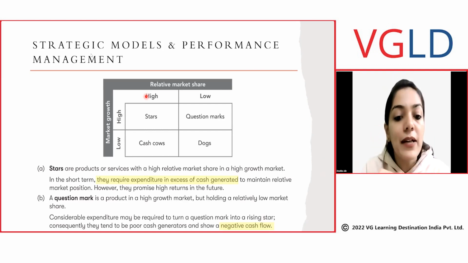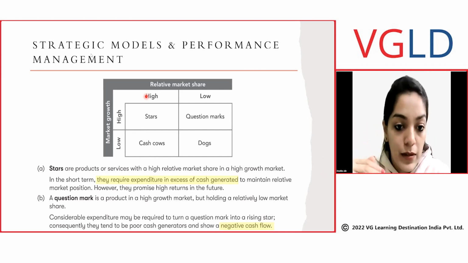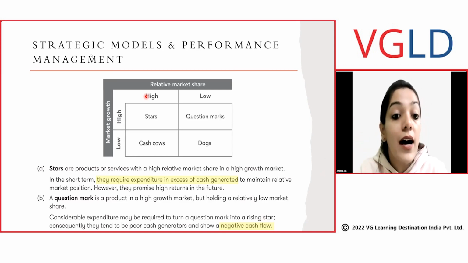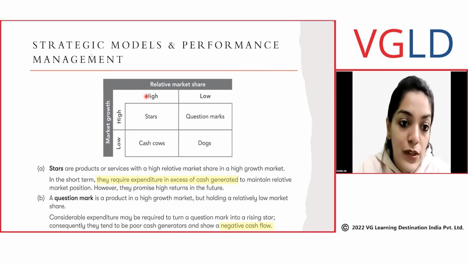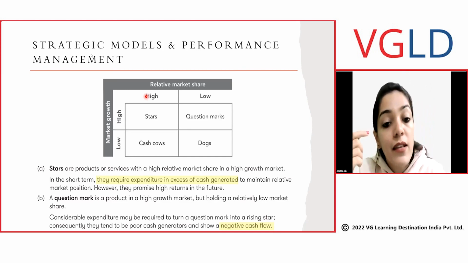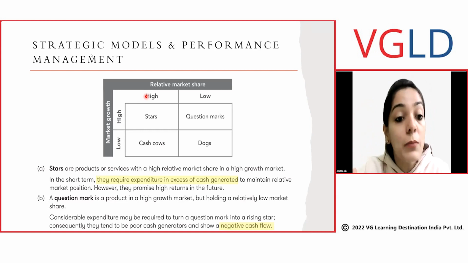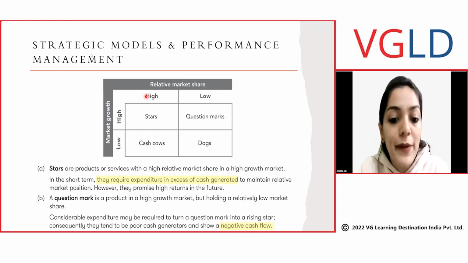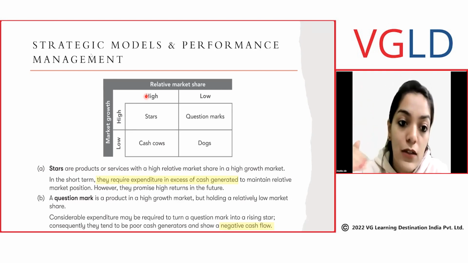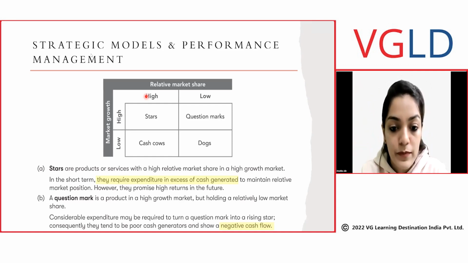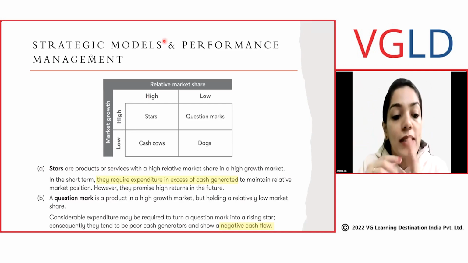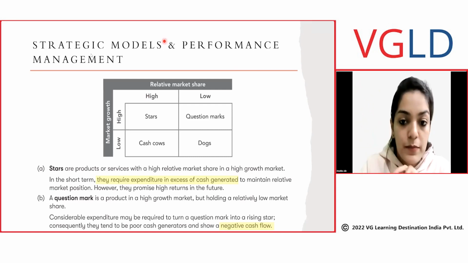But then there will come a time when the growth may come down, but there will be high market share. If you're talking about Ola electric vehicles, then the market share will be high, but the growth potential would have come down by that time, because we're talking about conversion. When that conversion happens, it is possible that the market growth would become low. Understood? Yes, Amit. Okay, so these were stars and question marks.